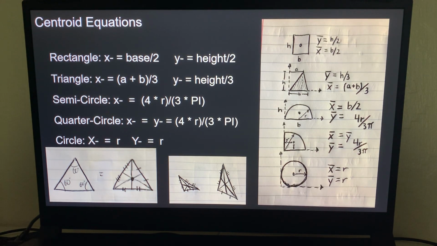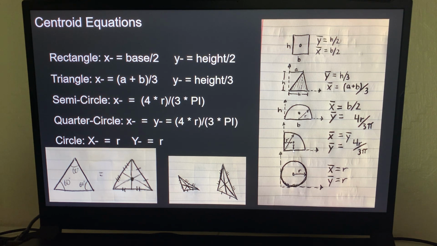Centroid equations. So these are some of our basic equations that will make our life a little bit easier. In this class, we're going to really deal with mostly rectangles and triangles, but we might see some semicircles. The most important one for X bar and Y bar equations is for a triangle. The Y bar is the height divided by 3, and the X bar is the base plus the distance from the top vertex to the axis, divided by 3. So this is A, this is B, you add them together, divide by 3, and that gives you the X bar.